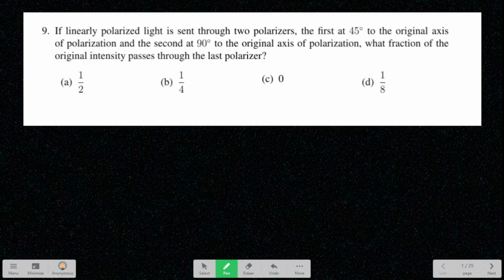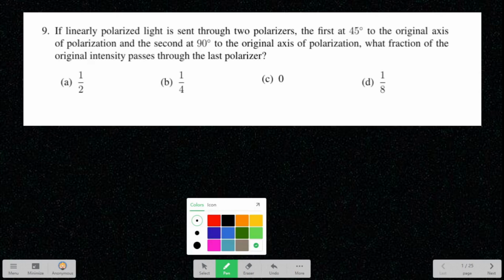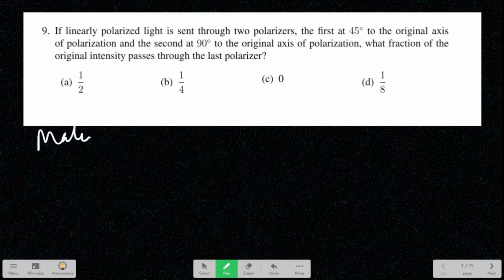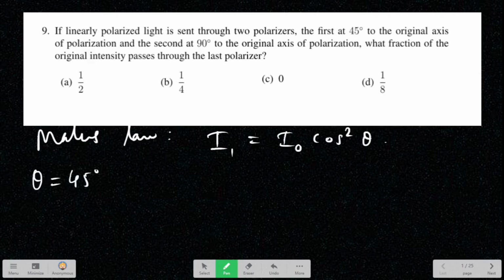So here we can make use of Malus law, which states that I1, the intensity after passing through the polarizer, is equal to the original intensity I0 times cos square theta. Here theta is the angle between the light's polarization direction and the axis of polarizer. So theta is equal to 45 degree in the first case, because the angle made by the first polarizer with respect to the original axis of polarization of light is 45 degree.